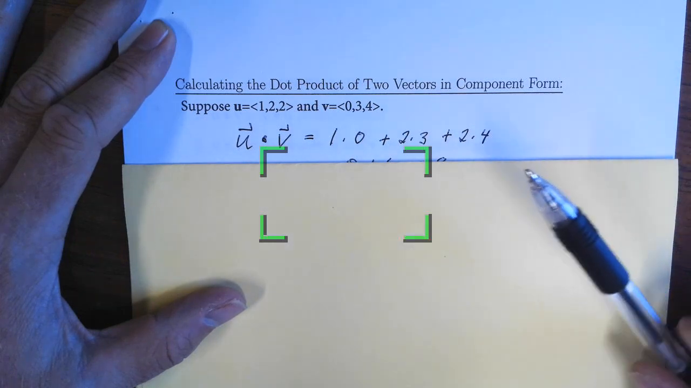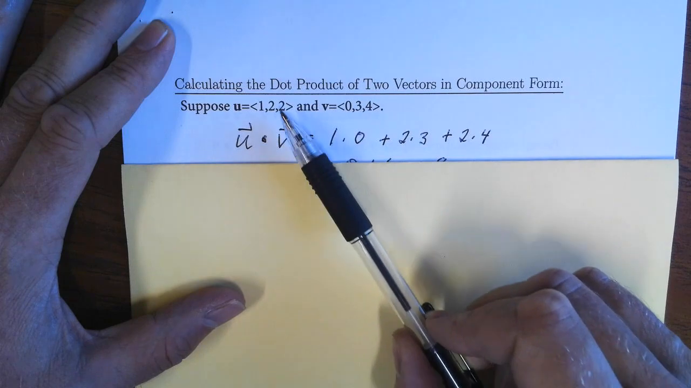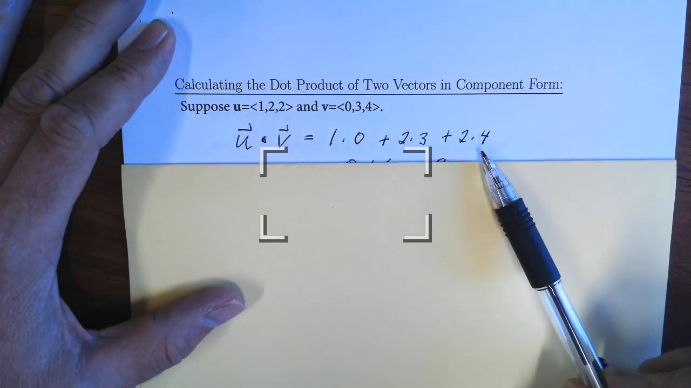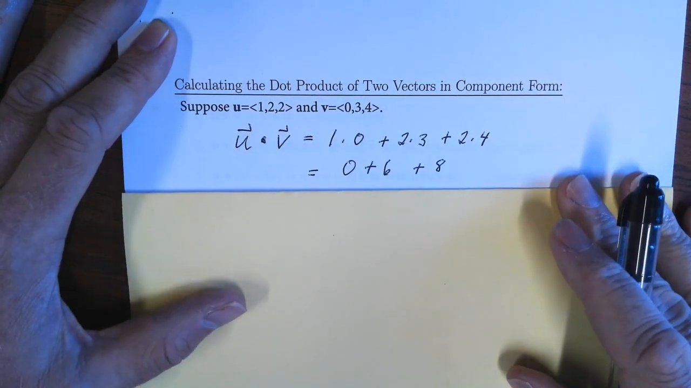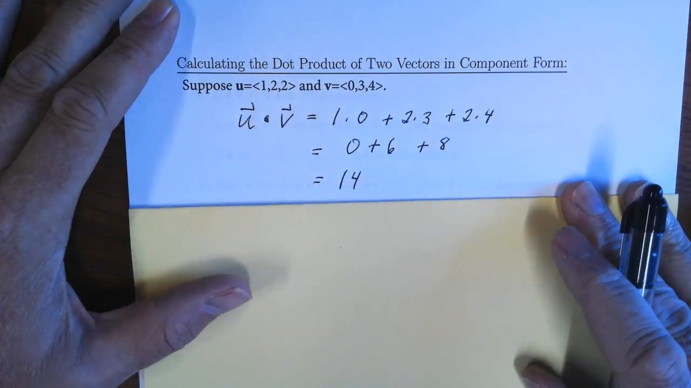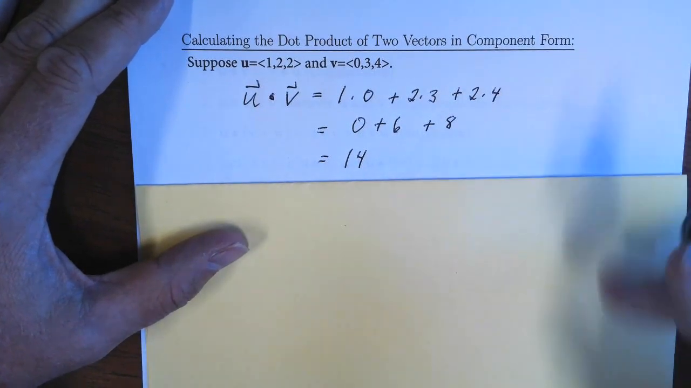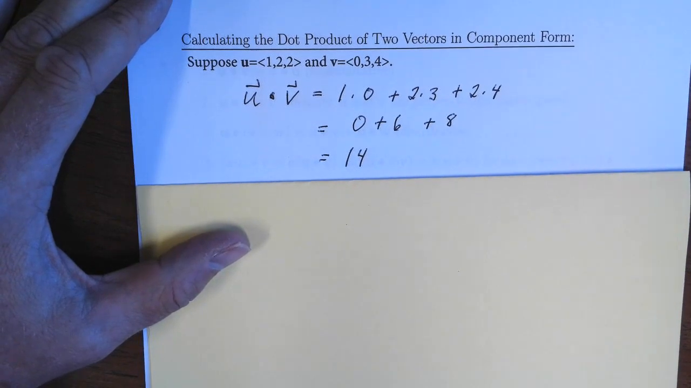Okay, so take 1 times 0, which is 0, plus 2 times 3, which is 6, plus 2 times 4, which is 8. So we multiply the corresponding components and we add them together, and we get 0 plus 6 plus 8, which is 14. That's a much easier formula to use, but it requires that we have the vectors in component form.